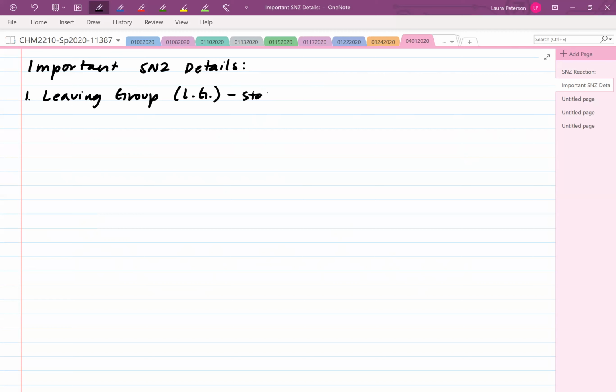Okay, so leaving groups are stable anions. Oh, right, and leaving groups are actually common to all the SN and E reactions. So the SN1, the SN2, the E1, and the E2, they all require a good leaving group. But let's talk about what makes for a good leaving group.